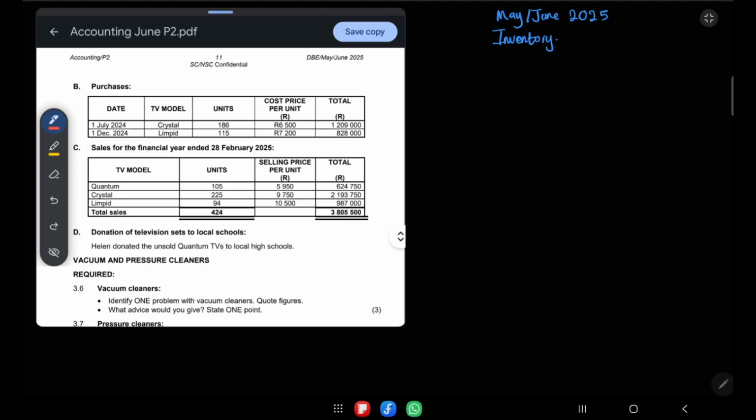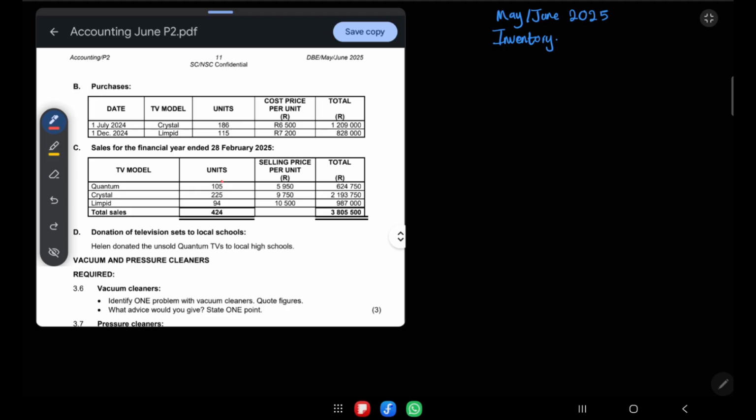Let's move to limpid. We had 94 units that were sold. These are very low units compared to the others. Then the selling price was 10,500, which gives us 987,000. So this is the most expensive TV. I guess that's why it sold the least units.